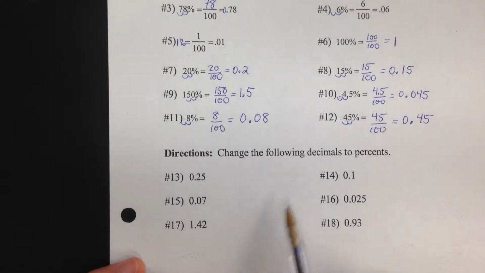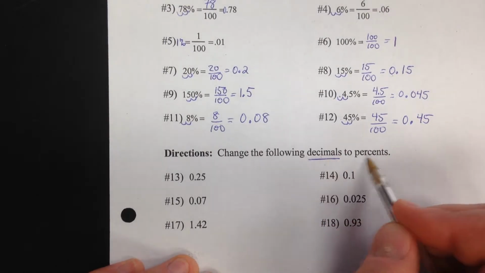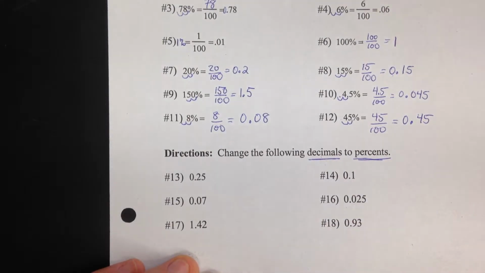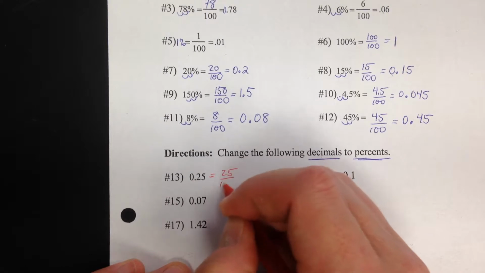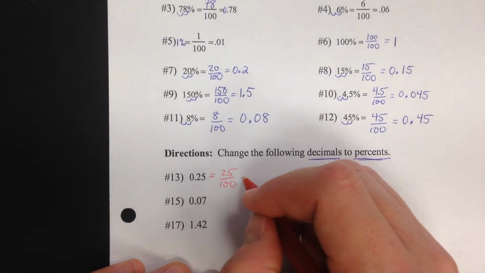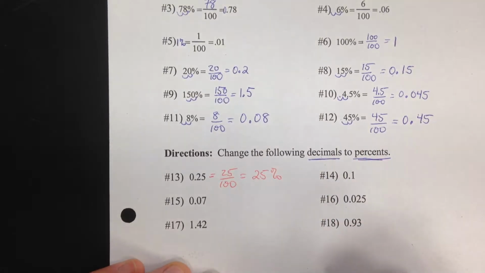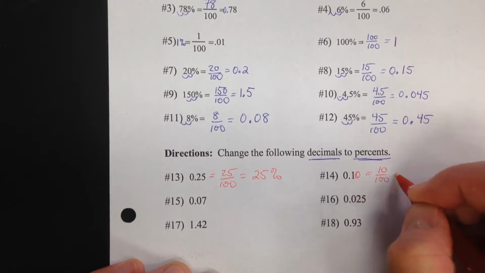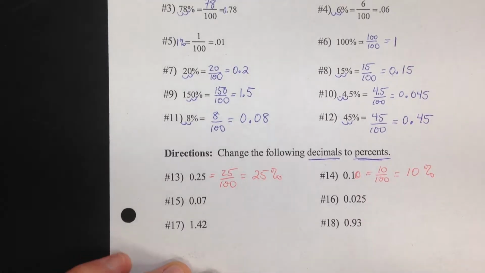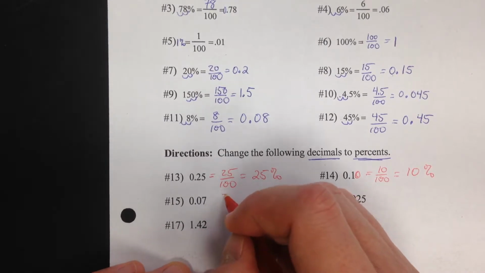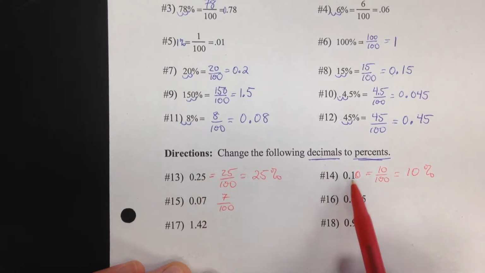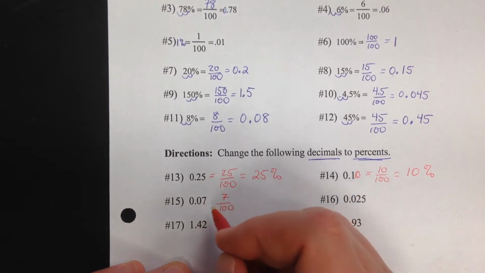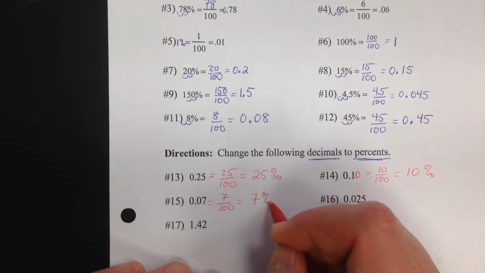Now in number 13, change the following decimals to percents. So let's work backwards. 0.25 as a fraction would be 25 over 100, which is 25%. 0.1, that's the same thing as 0.10. So that's 10 over 100, which is 10%. 0.07 is 7 hundredths. When I'm reading this, this is 25 hundredths. This is 10 hundredths, 7 hundredths, and that's 7%.